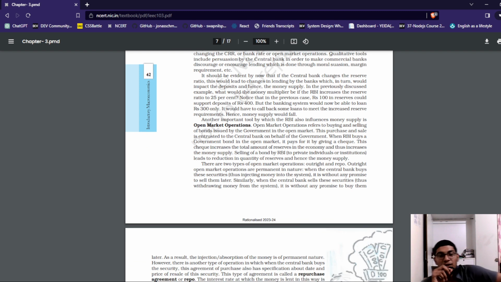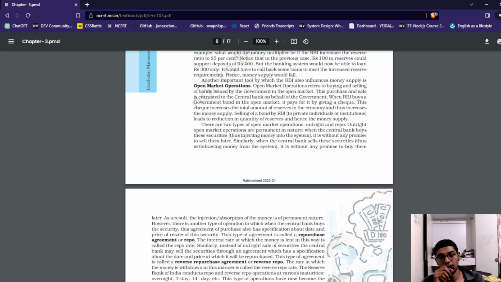Open market operations refer to the buying and selling of bonds issued by the government, carried out by the central bank on behalf of the government. When the RBI buys government bonds on the open market, it pays for the bonds by giving a check. This check increases the total amount of reserves in the economy and thus increases the money supply. Selling bonds by the RBI to private individuals and institutions reduces reserves, and hence the money supply.